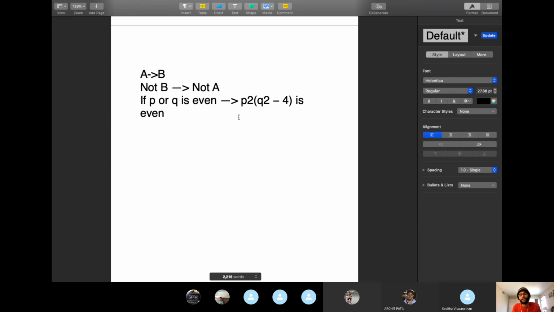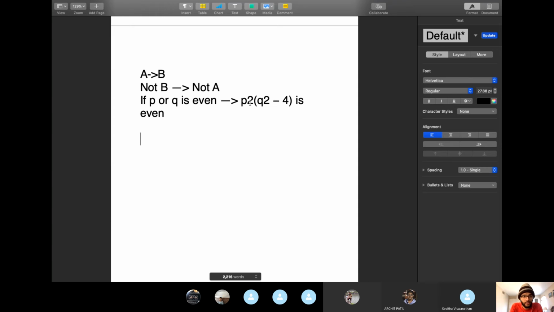You don't have to worry too much about why this contrapositive thing actually works, but just assume that this works. Say that if A implies B, then the negation of B should also imply the negation of A. So in this case, the original statement was if P squared times Q squared minus 4 is odd, then P and Q should be odd. Now we are doing the reverse of that. We are saying if P or Q is even, then P squared times Q squared minus 4 is even.